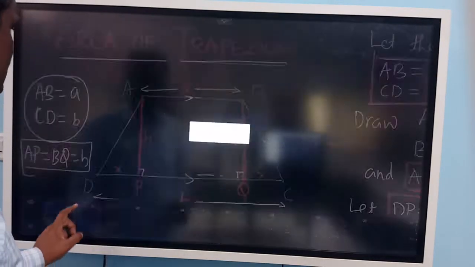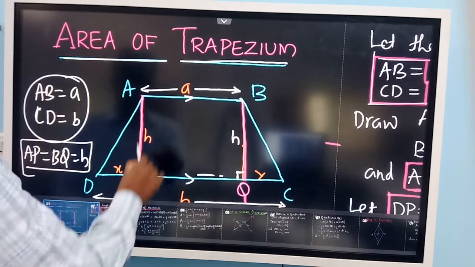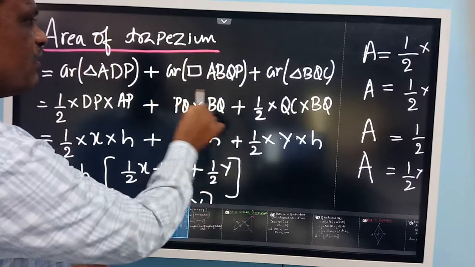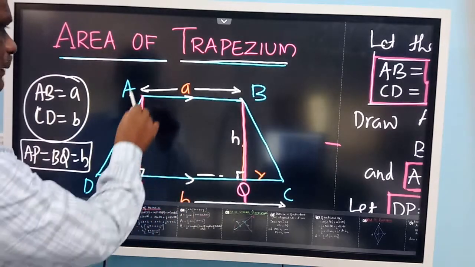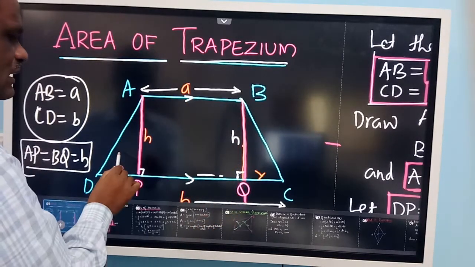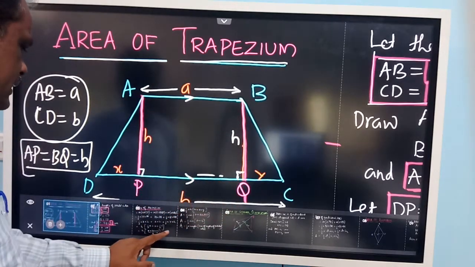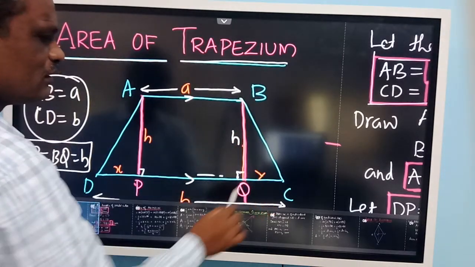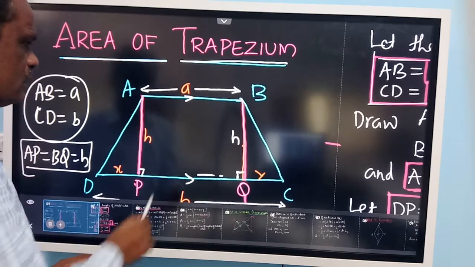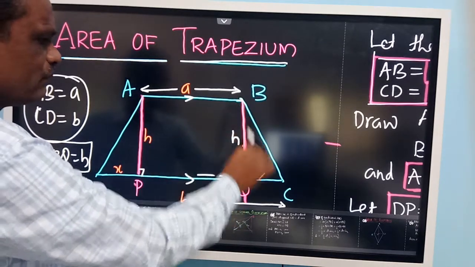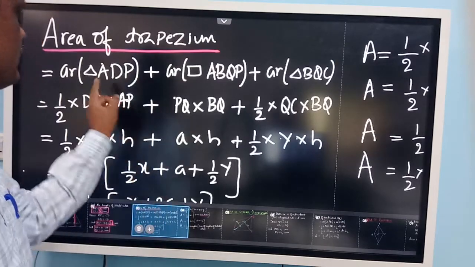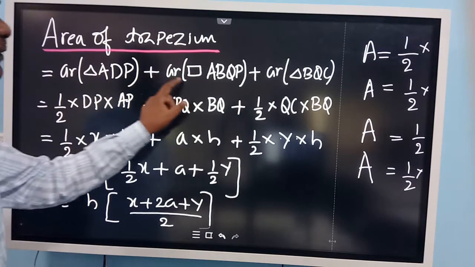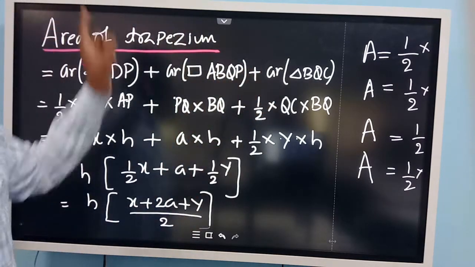Area of ADP, plus area of ABPQ, which means ABQP, this one. First one is ADP, second one is ABQP. Then the third one, area of BQC. BQC means this one. You understood now? First ADP, second ABQP, third BCQ. We are taking the sum of these three. So the sum of all three parts is equal to the total area of the trapezium.